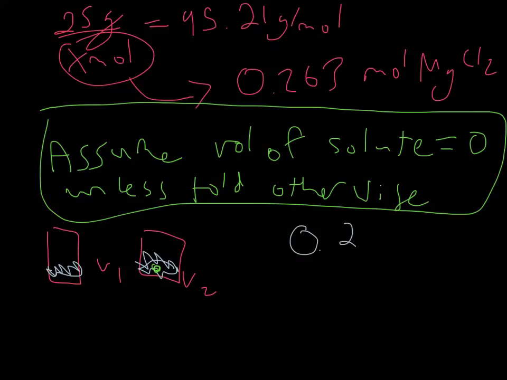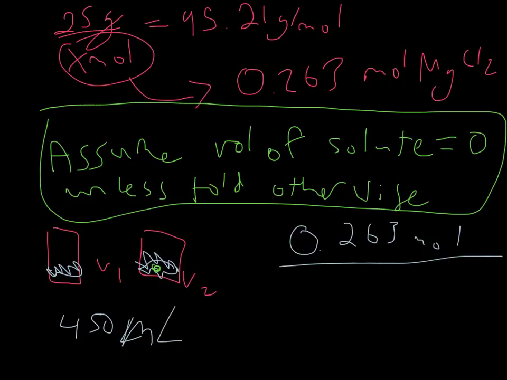Take our 0.263 mole over, now remember, we had 450 milliliters, I'm sorry. Well, molarity, remember, big M, equals moles per liter. We can't put 0.263 over 450 because that's not how many liters there are. So we need to convert that into liters.